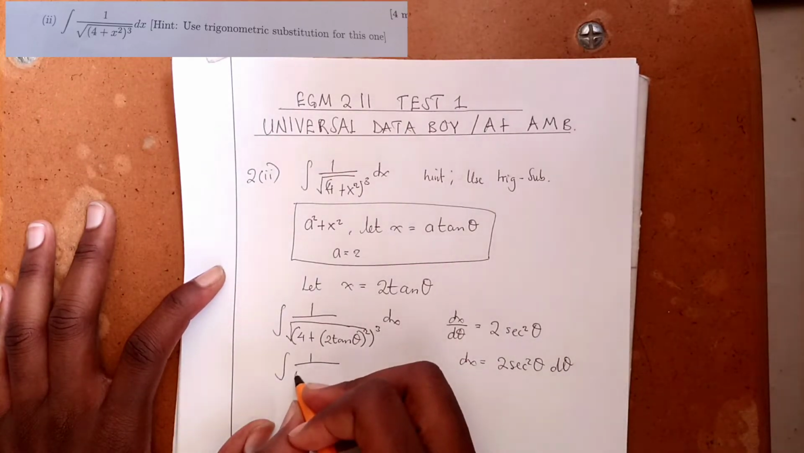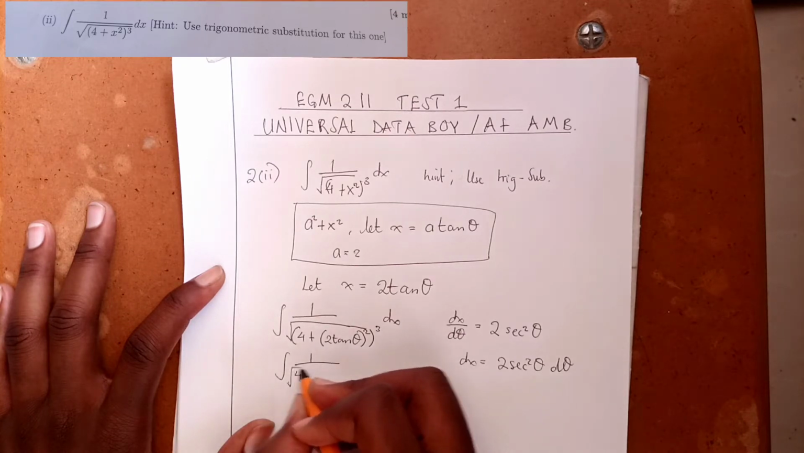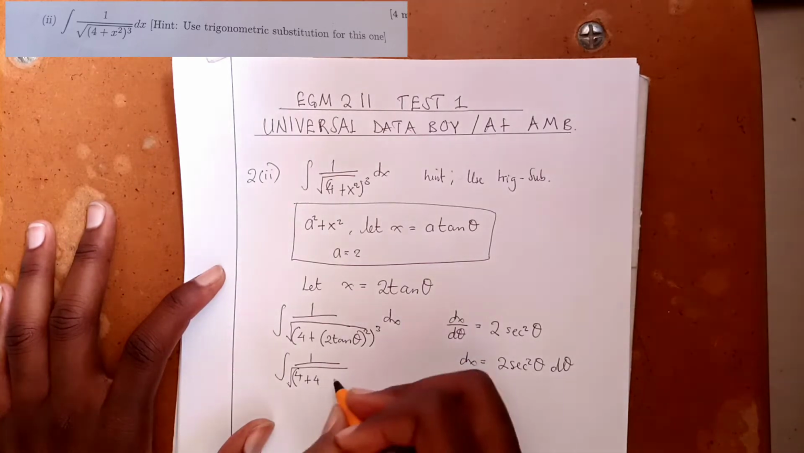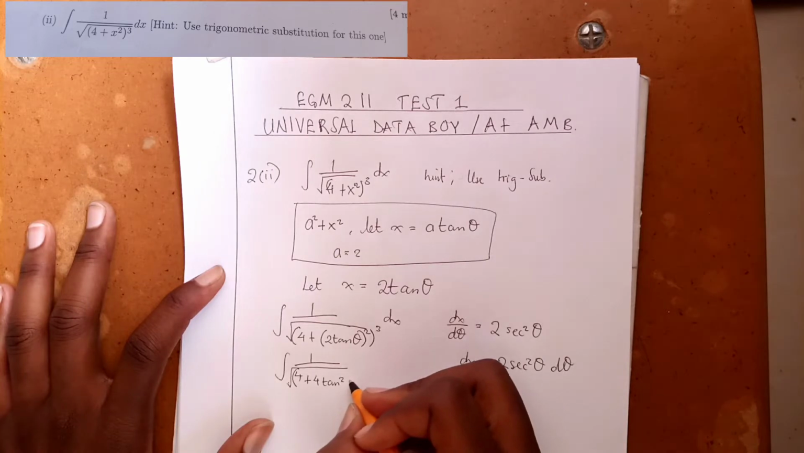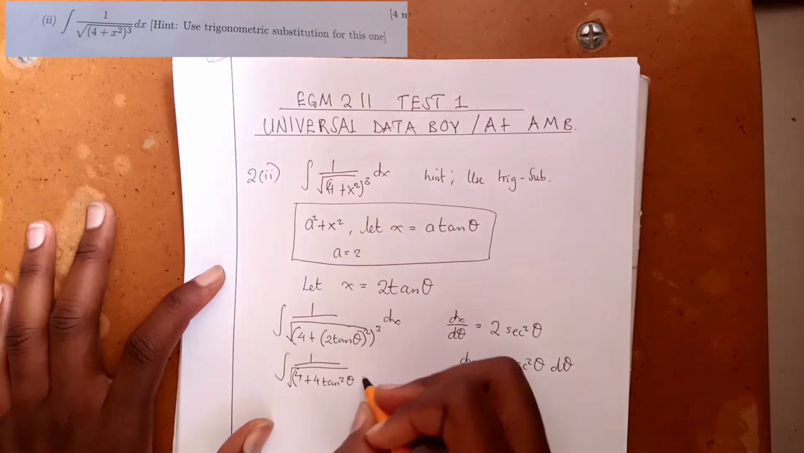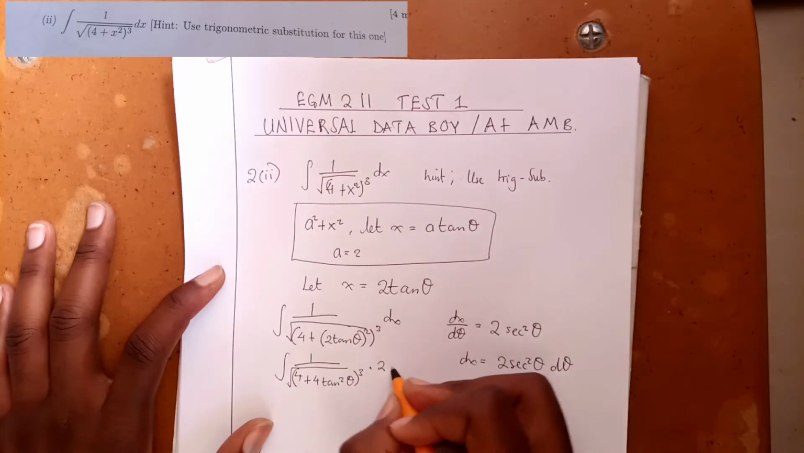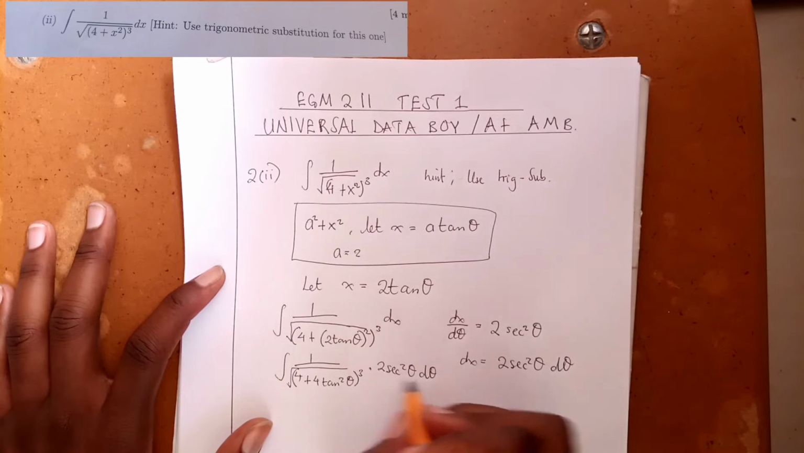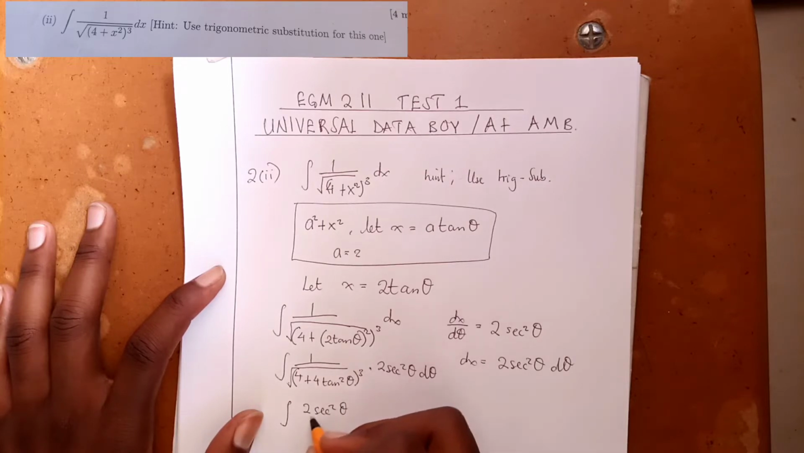So now we're going to have our 4 in the square root, in the brackets as well, 2 to the power 2, that's 4, tan to the power 2, tan theta to the power 2 is just tan squared theta. All of this is to the power 3. Then where there is dx, we can put 2 sec squared theta d theta. So now when you multiply this one, they are going to have 2 sec squared theta.